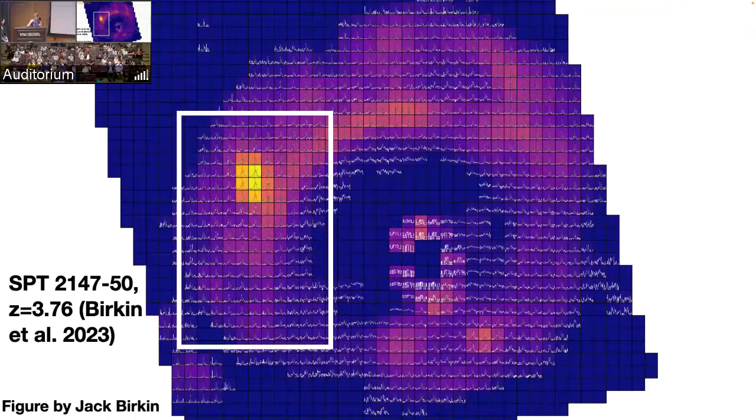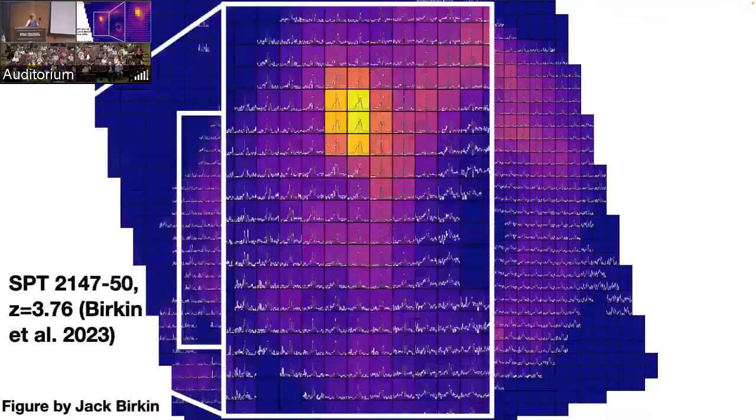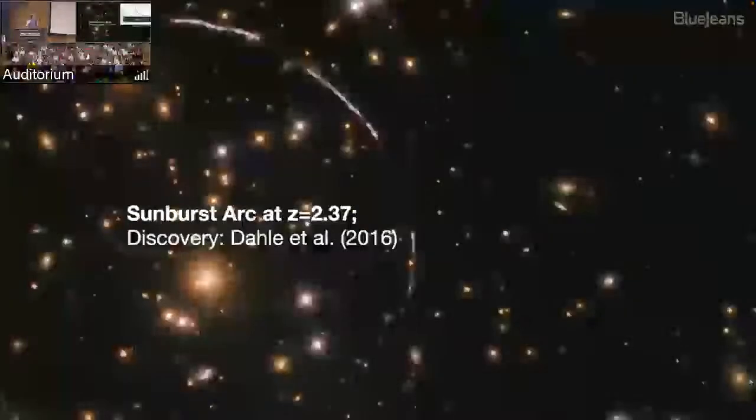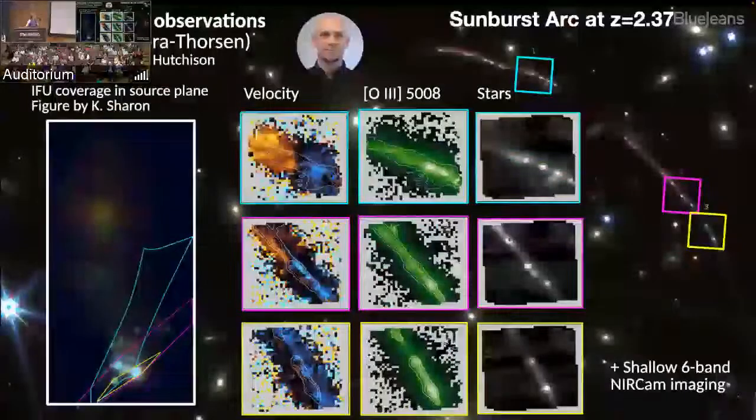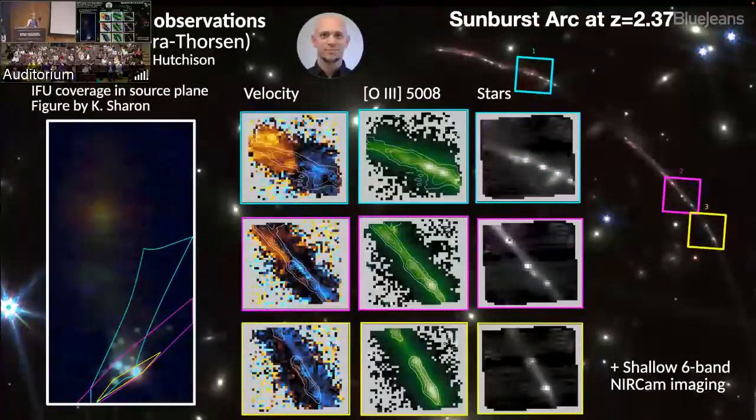For the sunburst arc, that's going to be really interesting. If I go forward, for the sunburst arc, the outflows are also kind of screaming at us. That's something we had done meticulously pointing by pointing with Magellan FIRE, and now we can just do the whole thing, and that will be a fun paper too.